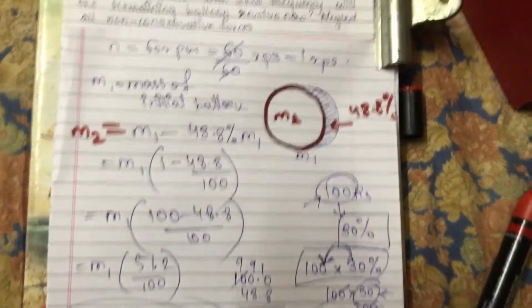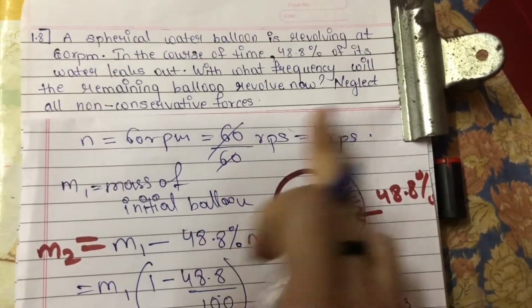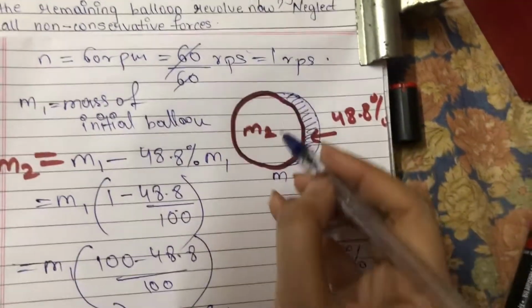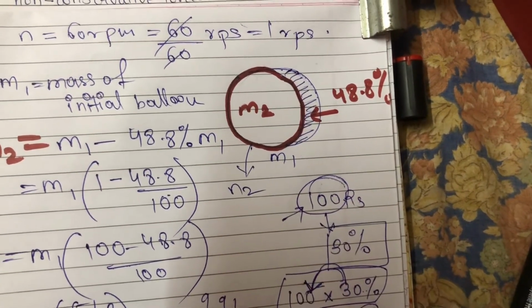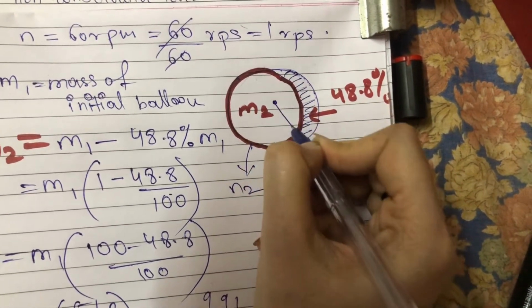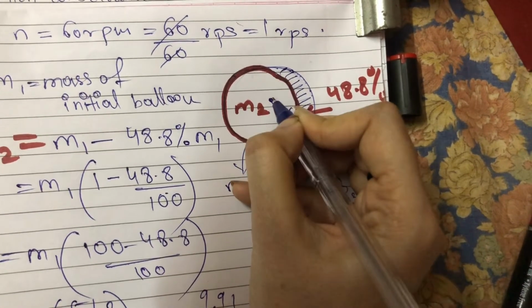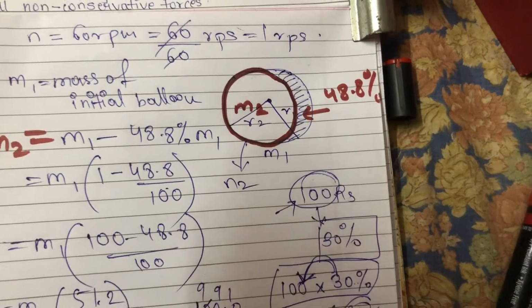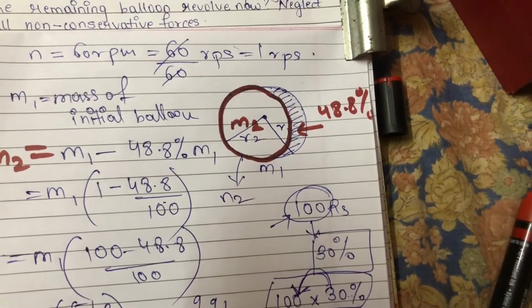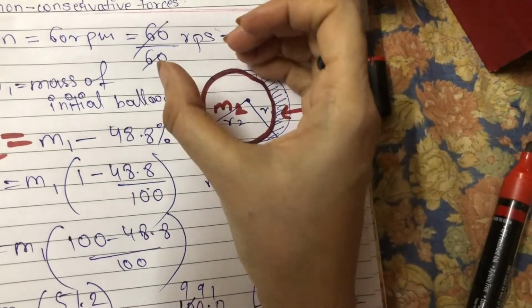You have the mass with you now. Next, with what frequency will the remaining balloon revolve? The balloon with mass m2, what will be the frequency of it? Let me call it n2. Let the radius of my initial balloon be r1 and the radius of my new balloon be r2. Now, let me also talk about their density. Now, this is the original balloon.